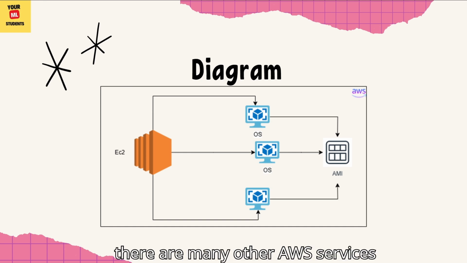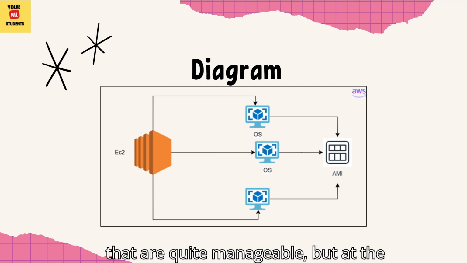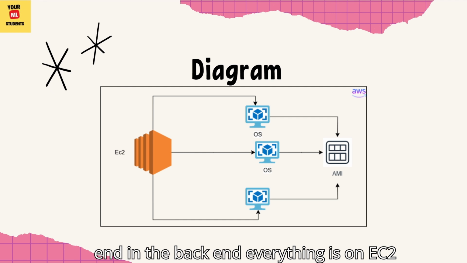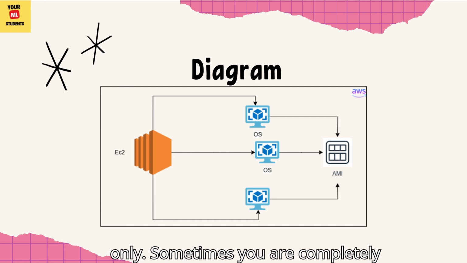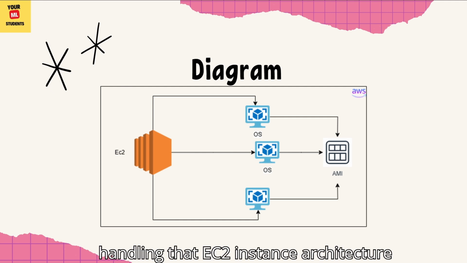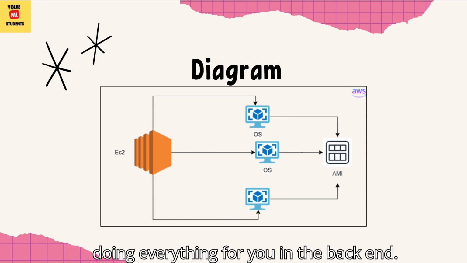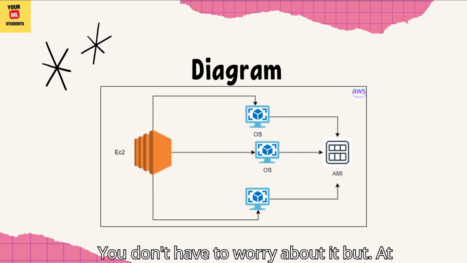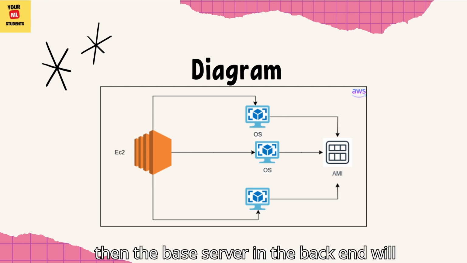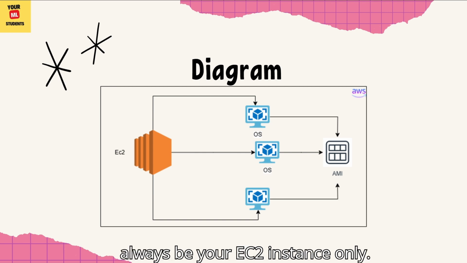There are many other AWS services that are quite manageable, but at the end, in the back end, everything is on EC2 only. Sometimes you are completely handling that EC2 instance architecture or settings, and some services are doing everything for you in the back end. You don't have to worry about it. But at the end, the base server in the backend will always be your EC2 instance only.